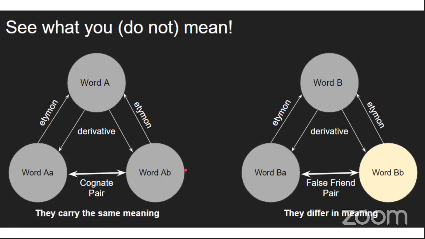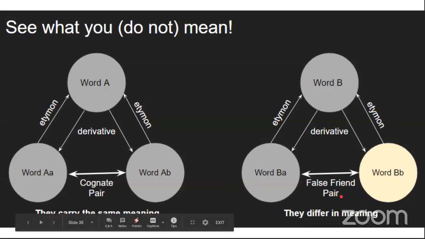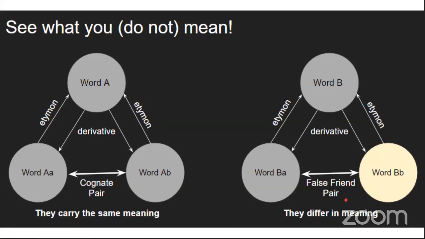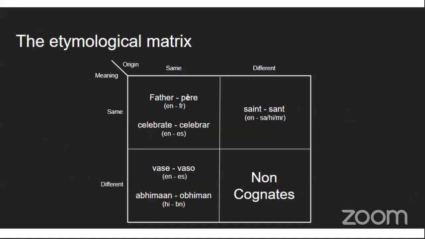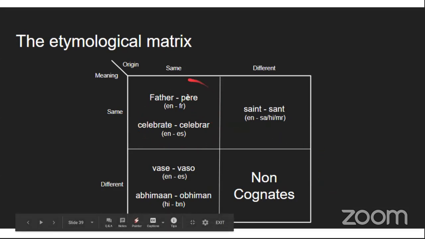So cognates are basically word pairs which, from one language to another, have a similar meaning and a similar form or spelling. False friends, on the other hand, I'll give you examples, don't worry, just listen to me. False friends have the same form or the same spelling, but they differ in meaning. So if you look at this meaning and spelling matrix, this is where cognates lie.